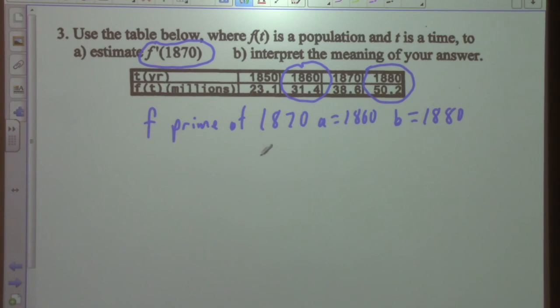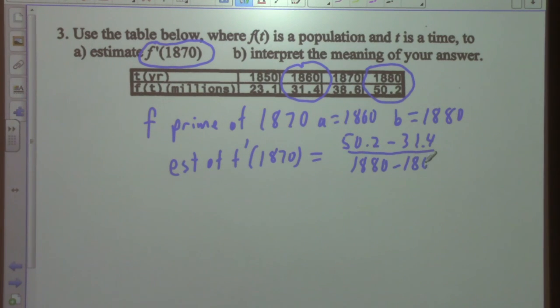And so what you'd have is your estimate of F prime of 1870 is going to be equal to 50.2 minus 31.4 over 1880 minus 1860.